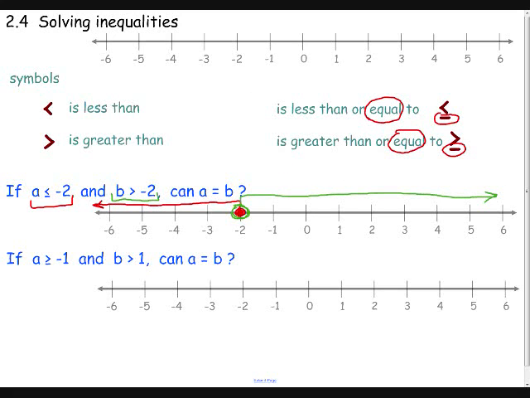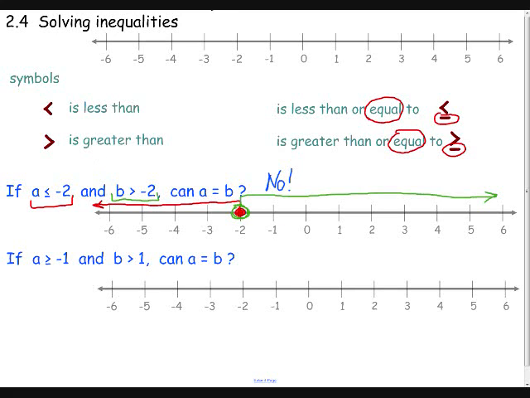The question, of course, was, can A equal B? Is there any point where A is equal to B? Well, you might think -2, but when we look at it, at -2 we have A, but we don't have B. All this is for B is the mark of where we start from. It doesn't include -2. So the answer here is no.